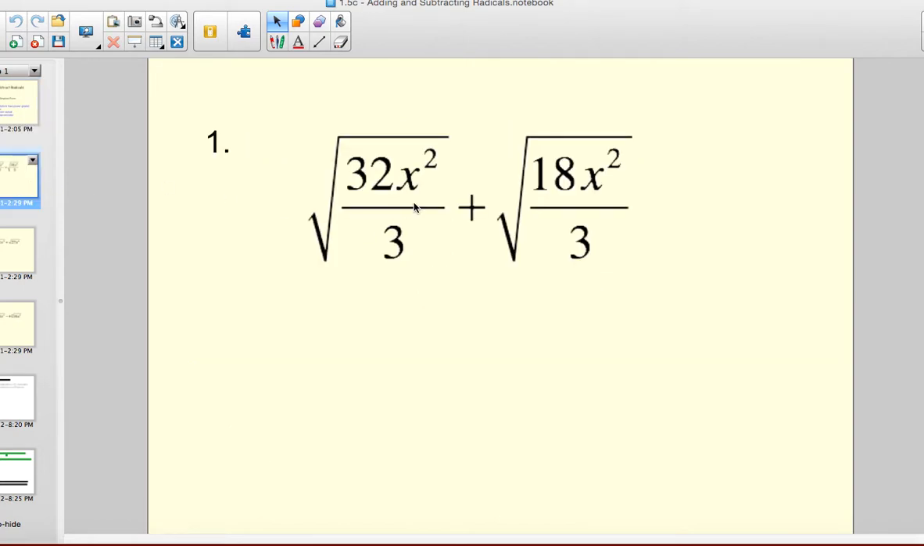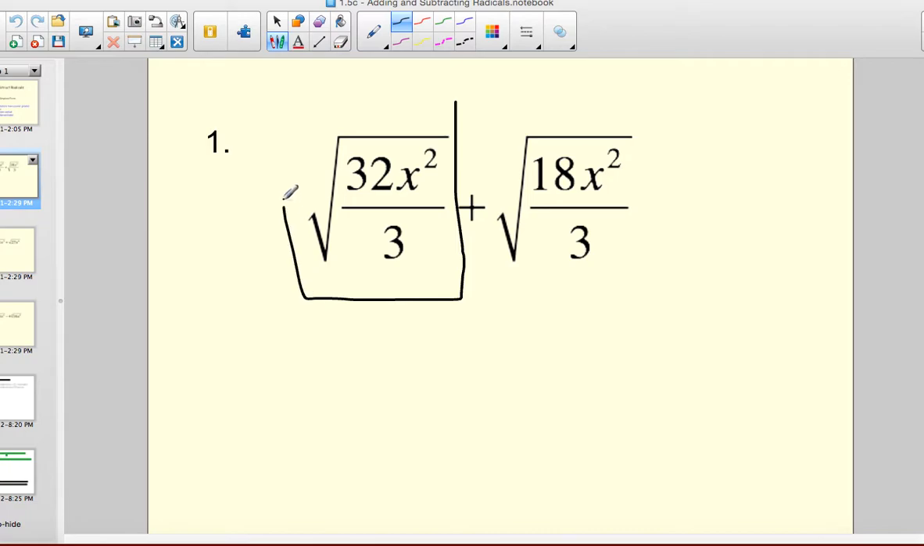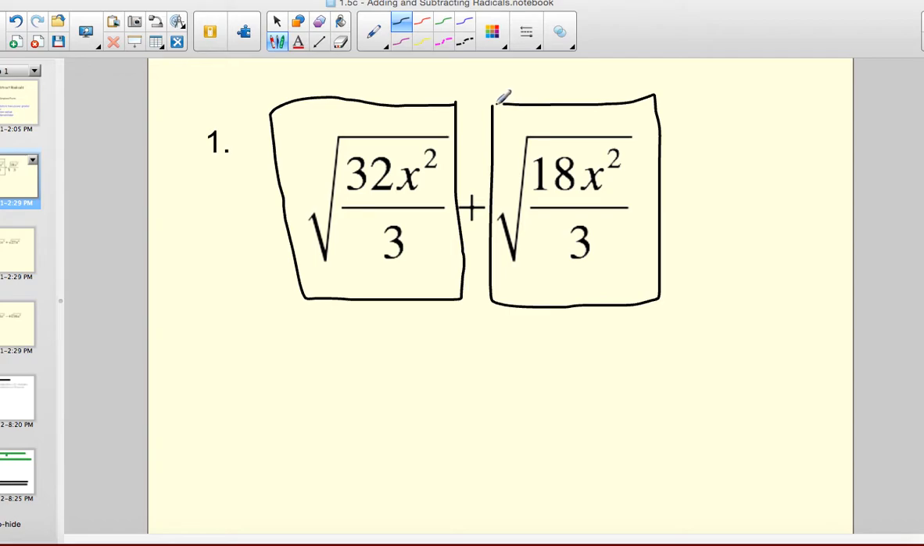So, a typical example: we have 32x squared over root 3 plus 18x squared over root 3. What's wrong with this, even to start, is you have 3's in the denominator. And also, you can simplify 32, you can simplify 18, you can simplify the x squareds. So you're going to break this up and treat each problem separately. You're going to do this one, then this one, and then see if you can combine them. And again, you can only combine them if they're like terms, so they have to have the same radical, same index, same x's, everything.